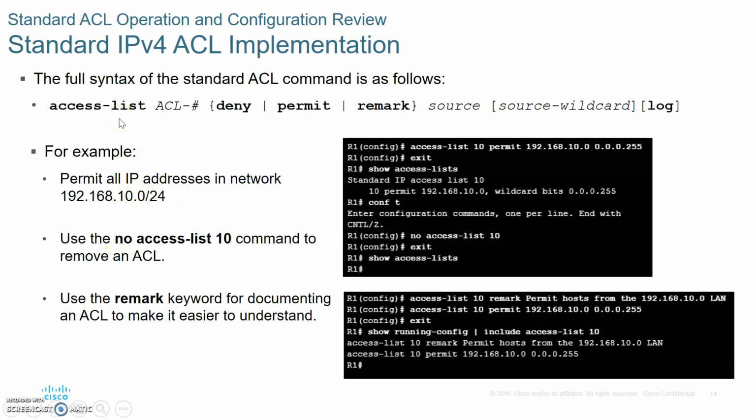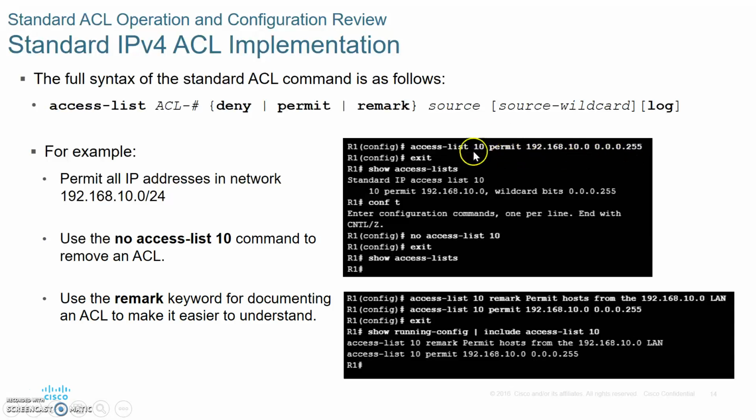Okay, this is the syntax of a standard access control list. We'll cover that in chapter 7. So basically, you create an access control list with a number. So this is a numbered access control list. Then you indicate whether to permit or deny, followed by the IP address, followed by the wildcard.